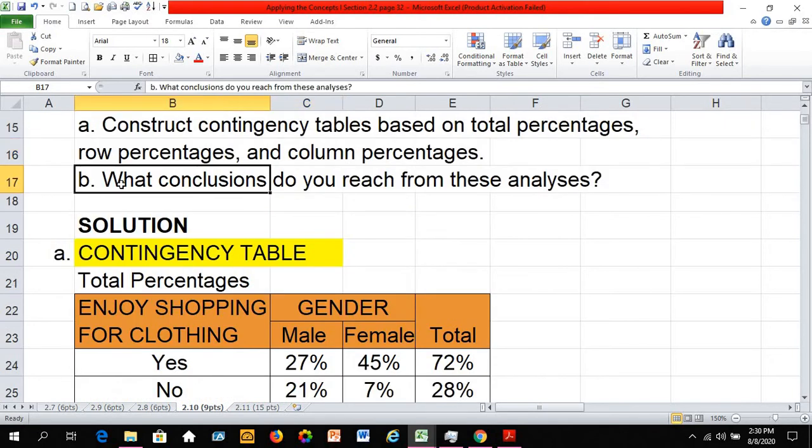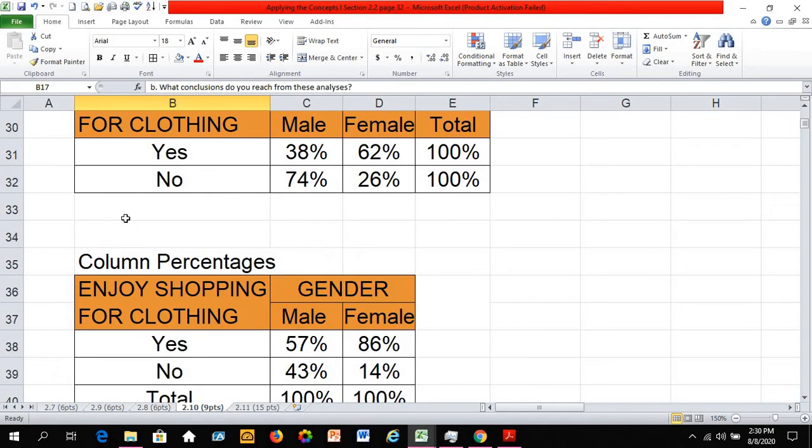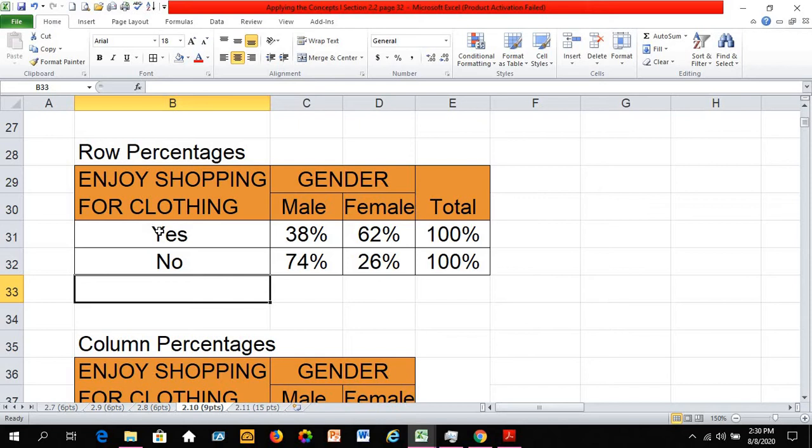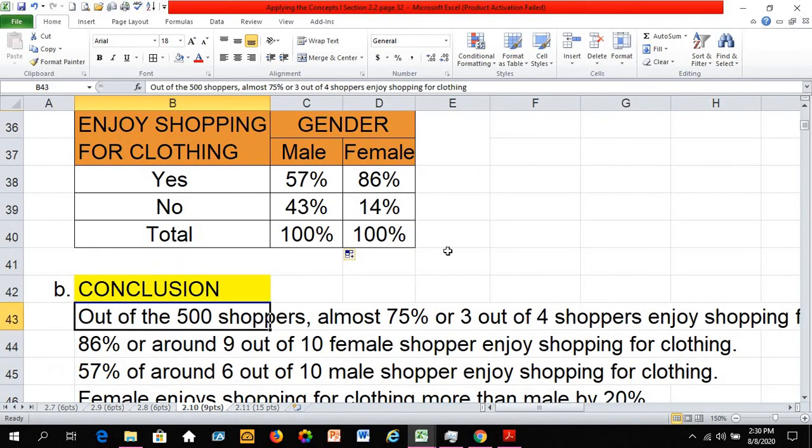Now we go to the analysis or the conclusion. Let's talk about business here. If you're a businessman, what decision or conclusion can you take from this presented table? Well, this is my conclusion. Out of the 500 shoppers, almost 75% or 3 out of 4 shoppers enjoy shopping for clothing.